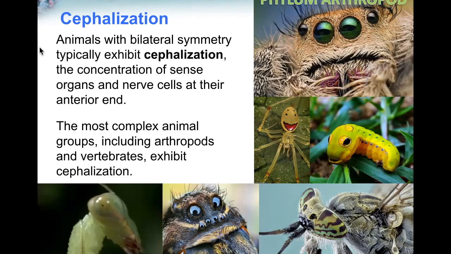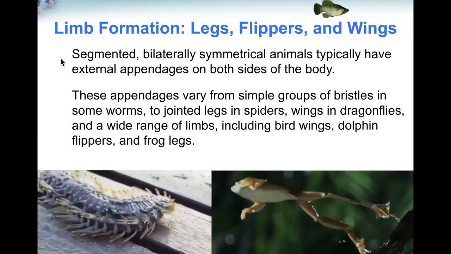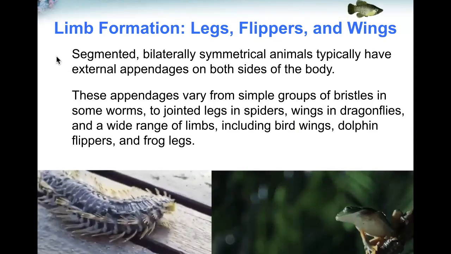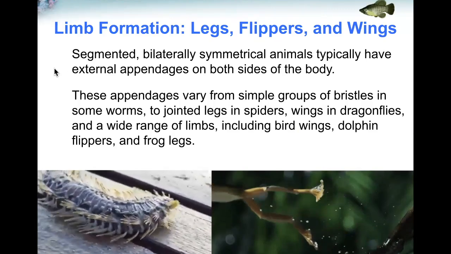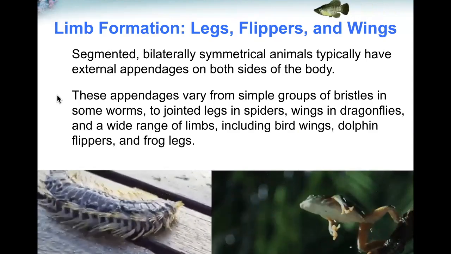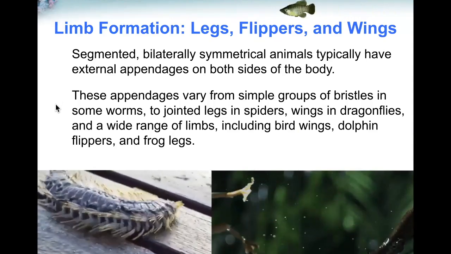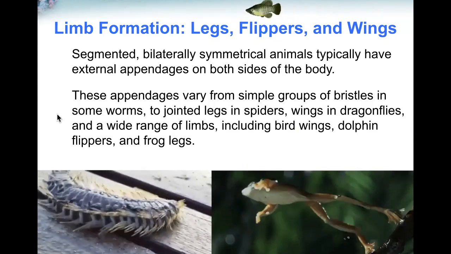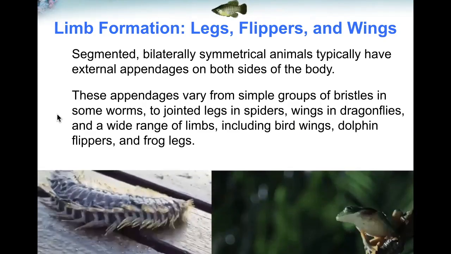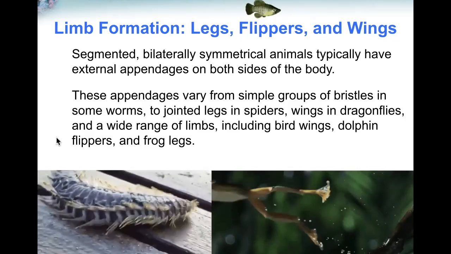Animals with bilateral symmetry typically exhibit cephalization, the concentration of sense organs and nerve cells at their anterior end, their head. The most complex animal groups, including arthropods and vertebrates, exhibit cephalization. Segmented, bilaterally symmetrical animals typically have external appendages on both sides of the body. These appendages vary from simple groups of bristles in some worms to jointed legs in spiders, wings on dragonflies, and a wide variety of limbs, including bird wings, dolphin flippers, and frog legs.